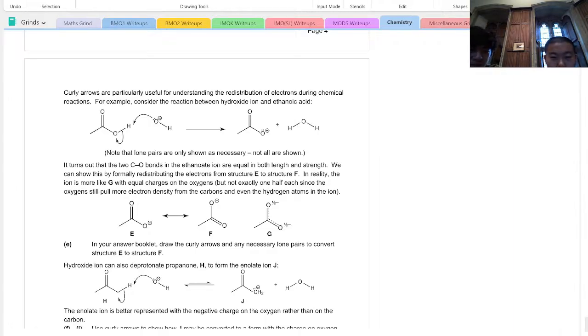Consider the reaction between the hydroxide ion and the ethanoic acid. So the lone pair goes onto the H, which makes a bond between the O and the H, and the bond goes to the O, giving it a lone pair. It turns out that the two CO bonds in ethanoate.